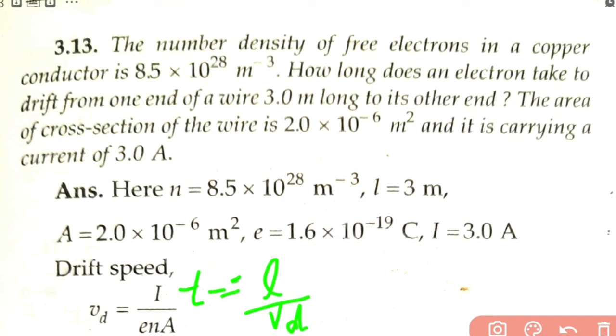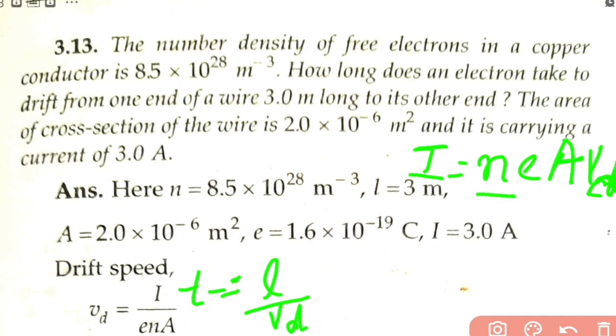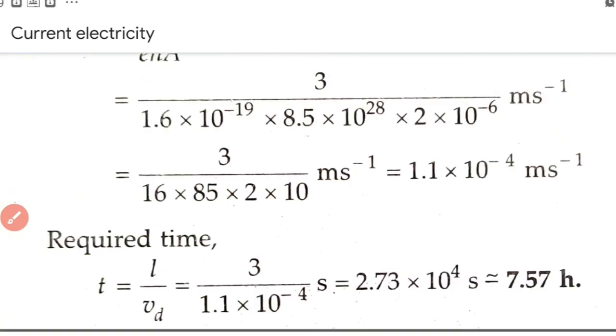Now the question is, what is this Vd? Vd is not given directly, but we know the expression for current in terms of Vd. I is equal to neAVd, where e is the charge of the electron, A is the area of cross section of the conductor and Vd is the drift speed. And what is n? n is the free electron density. So we can obtain Vd from this expression for I. All other details are given, and finally substituting in that equation we will get the time.